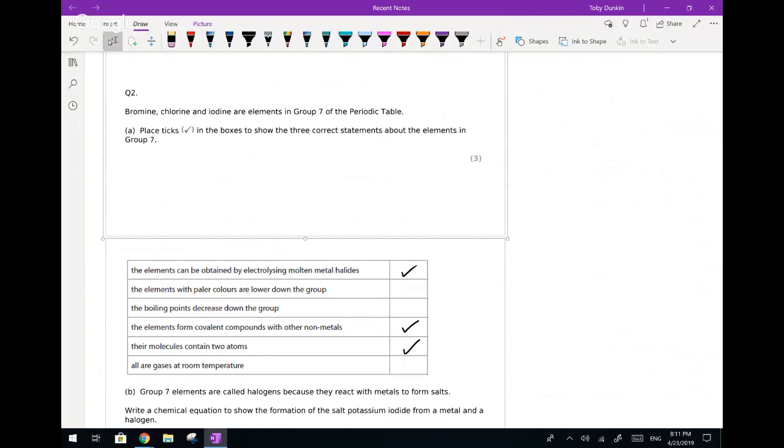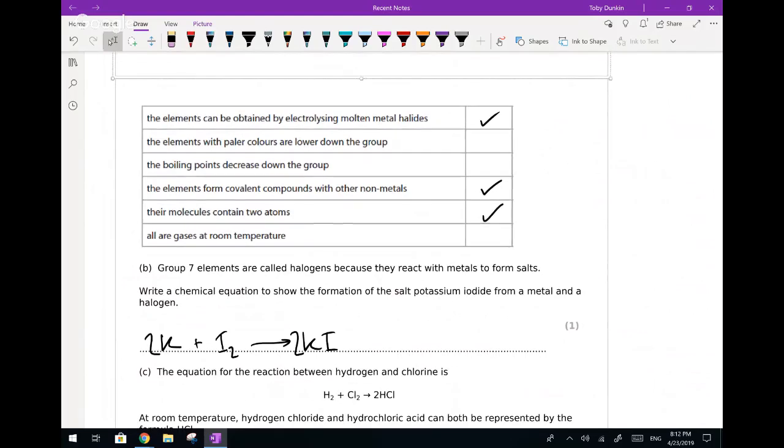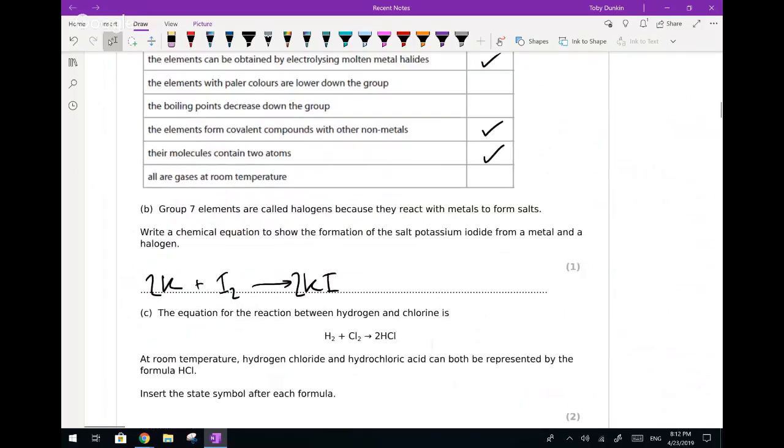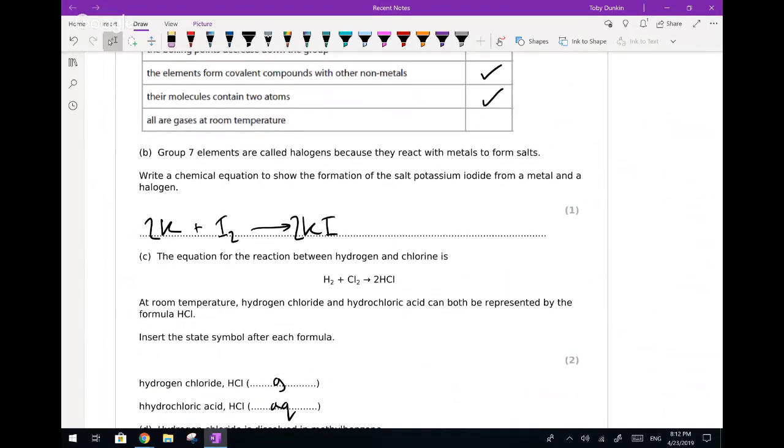The elements form covalent compounds with nonmetals. That is true, such as HCl, HF, HI. The molecules contain 2 atoms. They are diatomic. That is correct. And all are gases at room temperature. That is incorrect. Bromine is a liquid and iodine is a solid. Write a chemical equation to show the formation of the salt potassium iodide from the metal and the halogen. K plus I2 goes to KI, and balance.